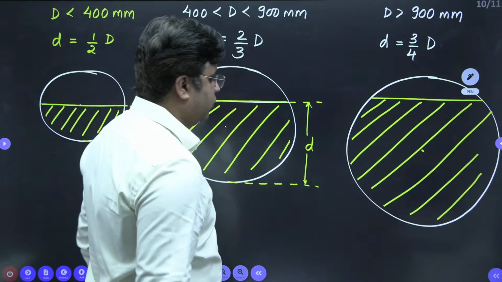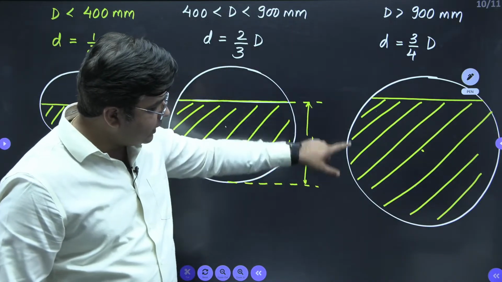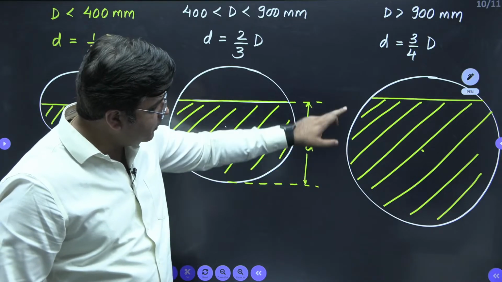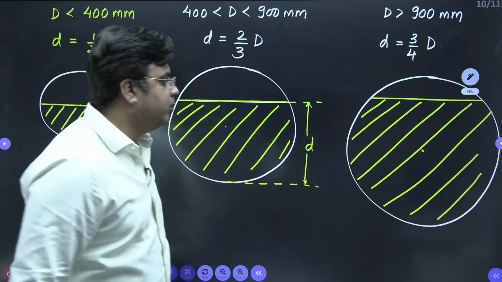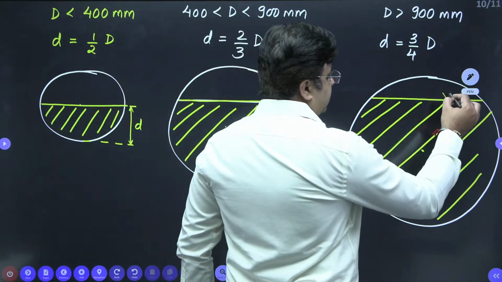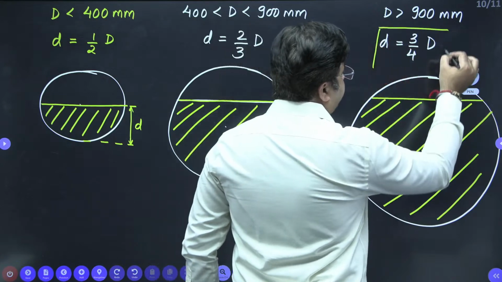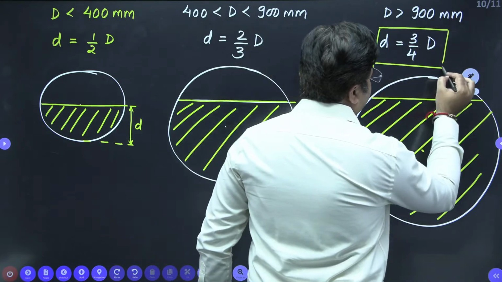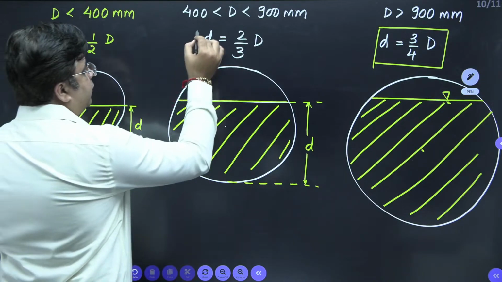This is my depth of flow. You can clearly relate from this. That yellow part you can clearly see from this level till the bottommost level of the sewer. So this is my depth of flow, and this depth of flow is equal to 3/4 times of D. Here in this case, the depth of flow is 2/3 of D.